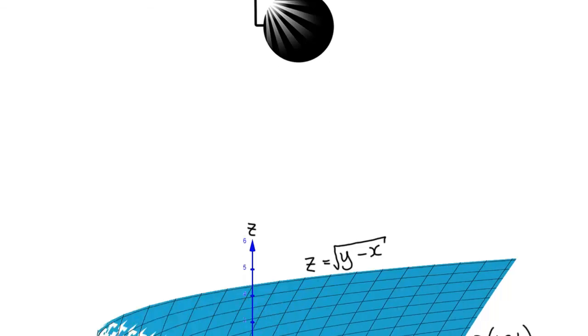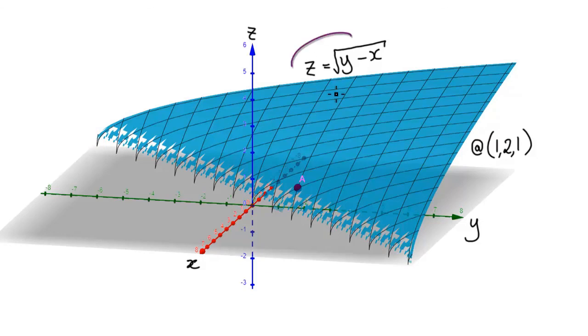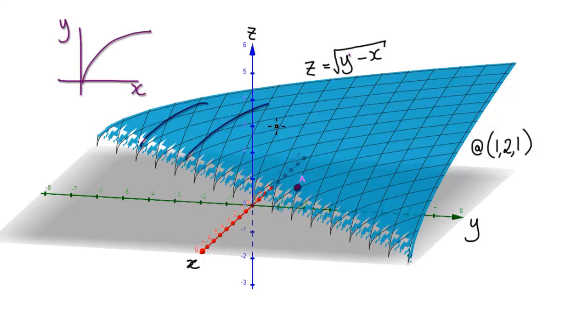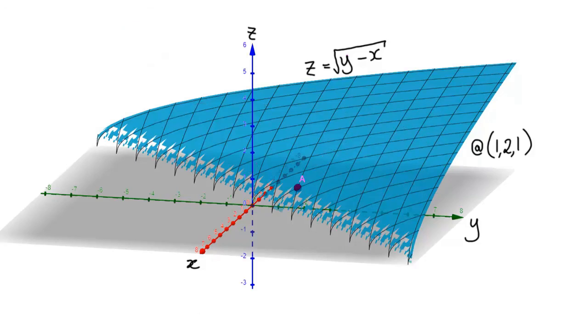In this video I'm going to show you how to draw the tangent plane to this surface. So you know in 2D, y equals the square root of x looks like this, or in 3D it looks like this. So you've got your square root curve like this, and in 3D it will look like this.